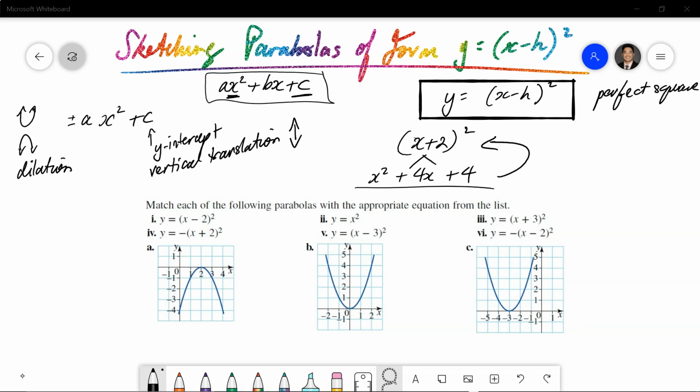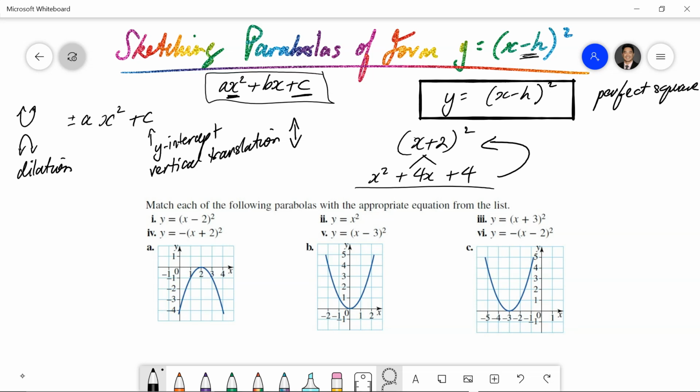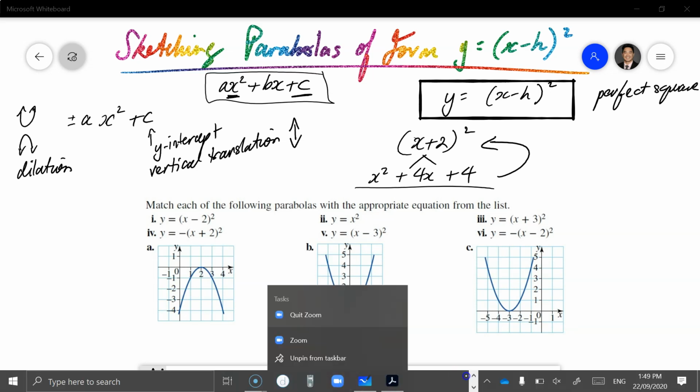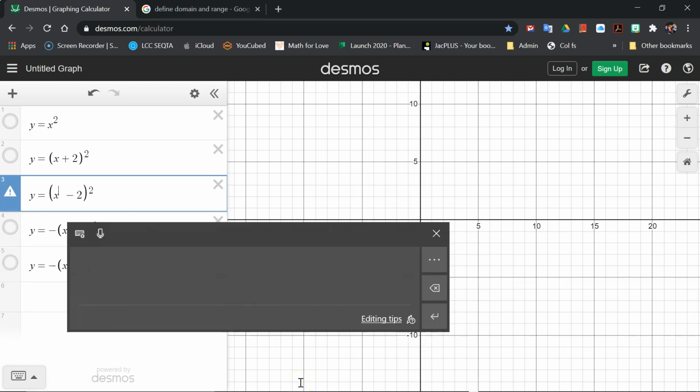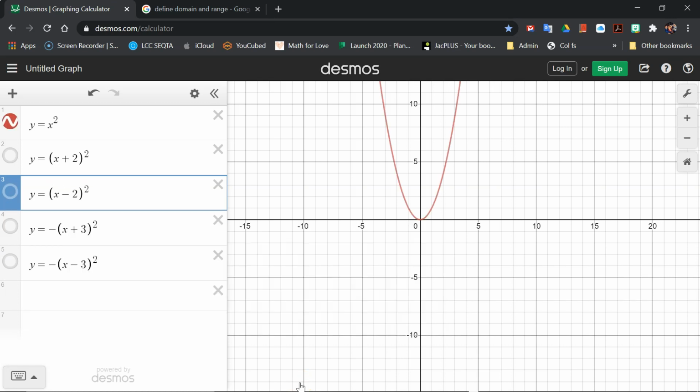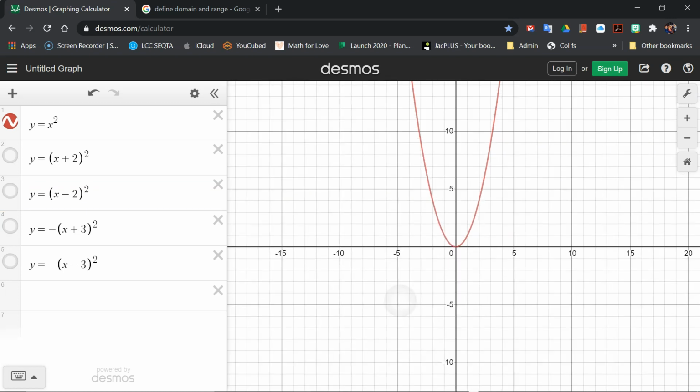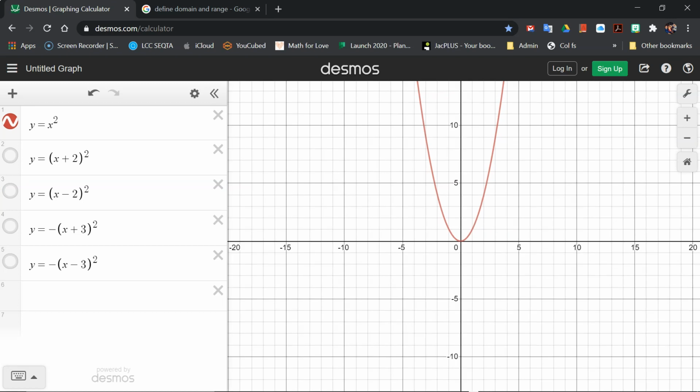Where x minus h all squared comes from. But all I want to do in this video is show you what happens when we manipulate the value of h in our equation. So we'll move back to this graph here. Let's make sure that everything's set up properly. Excellent. So back to the start, we've got y equals x squared. That's our base parabola that we want to compare everything to.